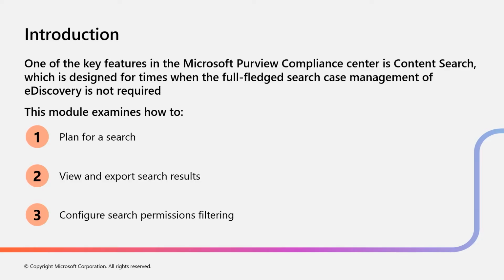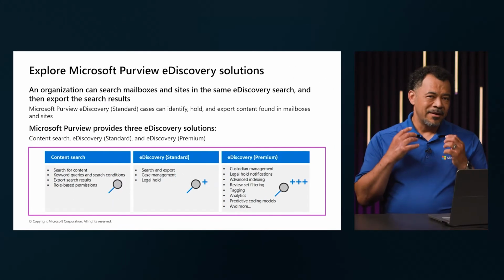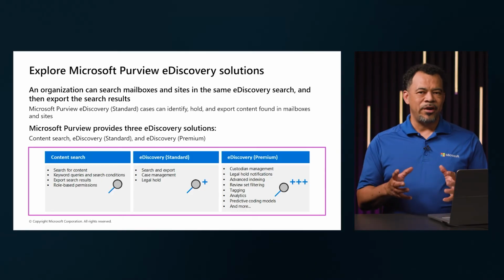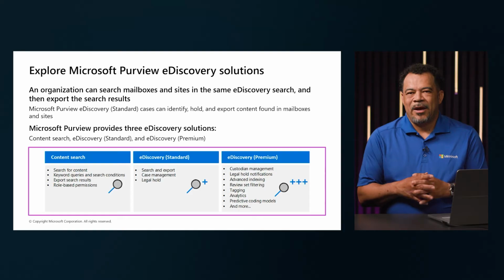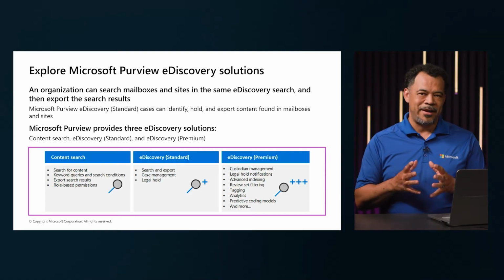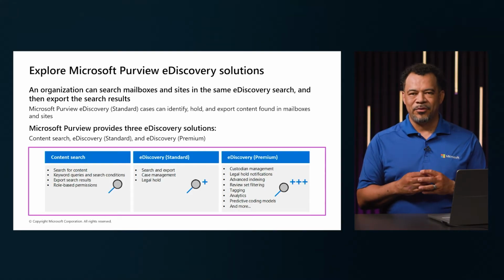Let's jump into our fourth module, which is discovering risk with content search in Microsoft Purview. In this module, we'll look at things like planning for a search, viewing and exporting search results, and configuring search permissions and filtering. Microsoft Purview supports organizations with e-discovery solutions, basically tools that help you find, manage, and export data for legal or compliance reasons.